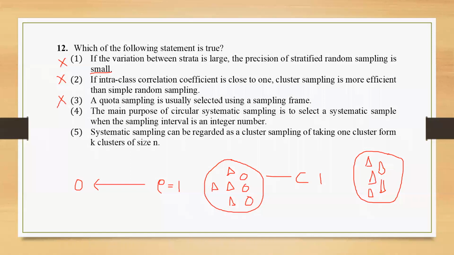Let's consider the fourth one. The main purpose of circular systematic sampling, right? So this is regarding circular systematic sampling. Normally, there are two types of systematic sampling: linear systematic sampling as well as circular systematic sampling.